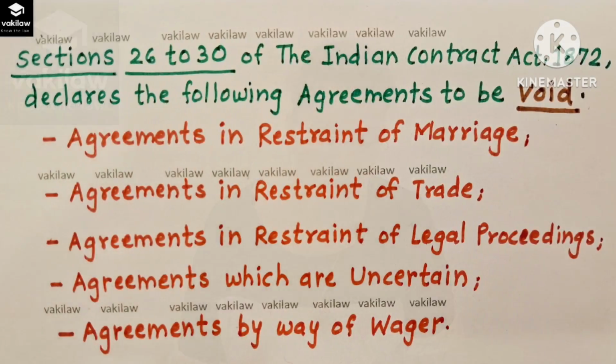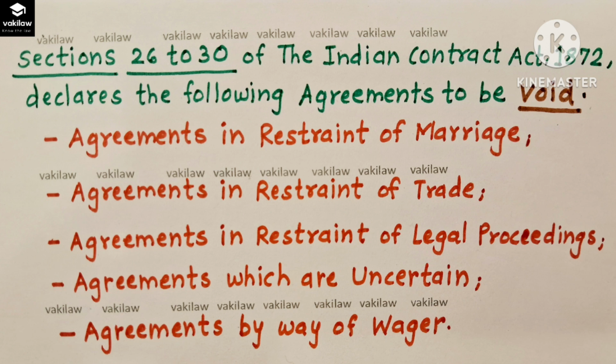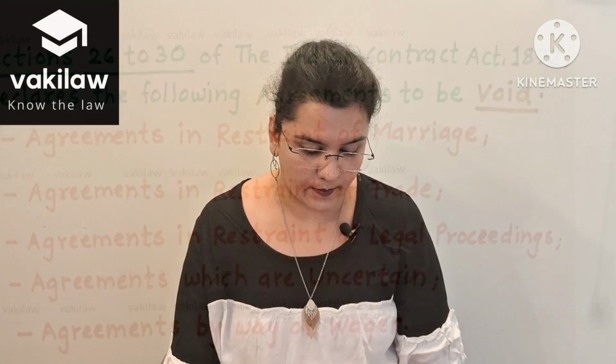Further, sections 26 to 30 of the Contract Act declare the following agreements to be void: agreements in restraint of marriage, agreements in restraint of trade, agreements in restraint of legal proceedings, agreements which are uncertain, and agreements by way of wager.